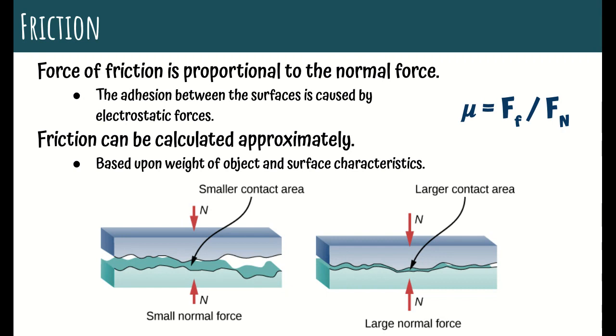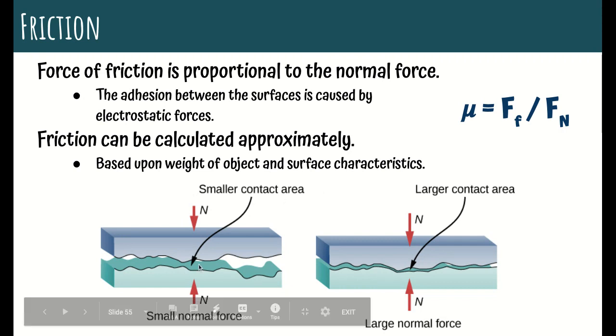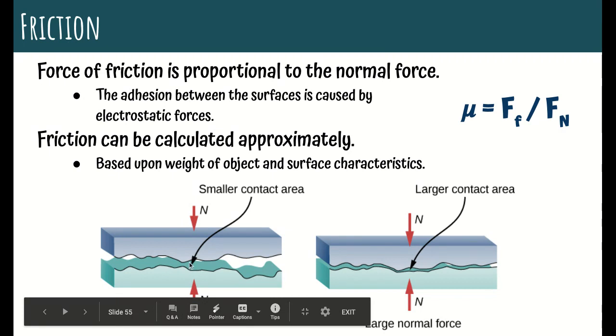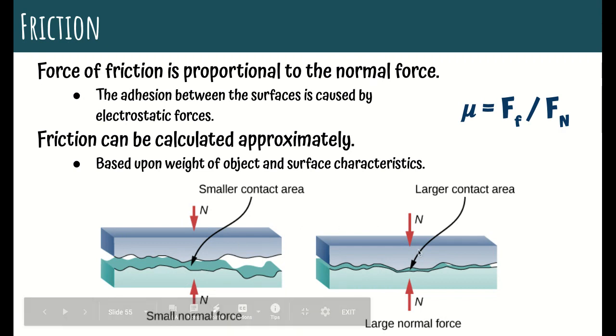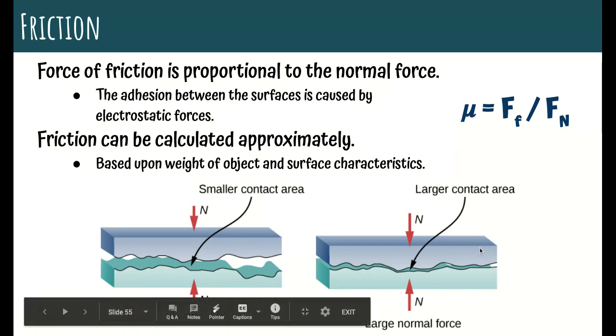approximately, and it's usually based upon the weight of the object and different surface characteristics. So here we have two examples of that. If you have a smaller contact area between the two pieces, or a different type of surface. Here we have quite deep ridges and things, and the actual surface that touches is very low. It's a low amount of surface. And then on the right side, we have a larger contact area. So these pieces kind of fit together better almost, and you have more contact there.